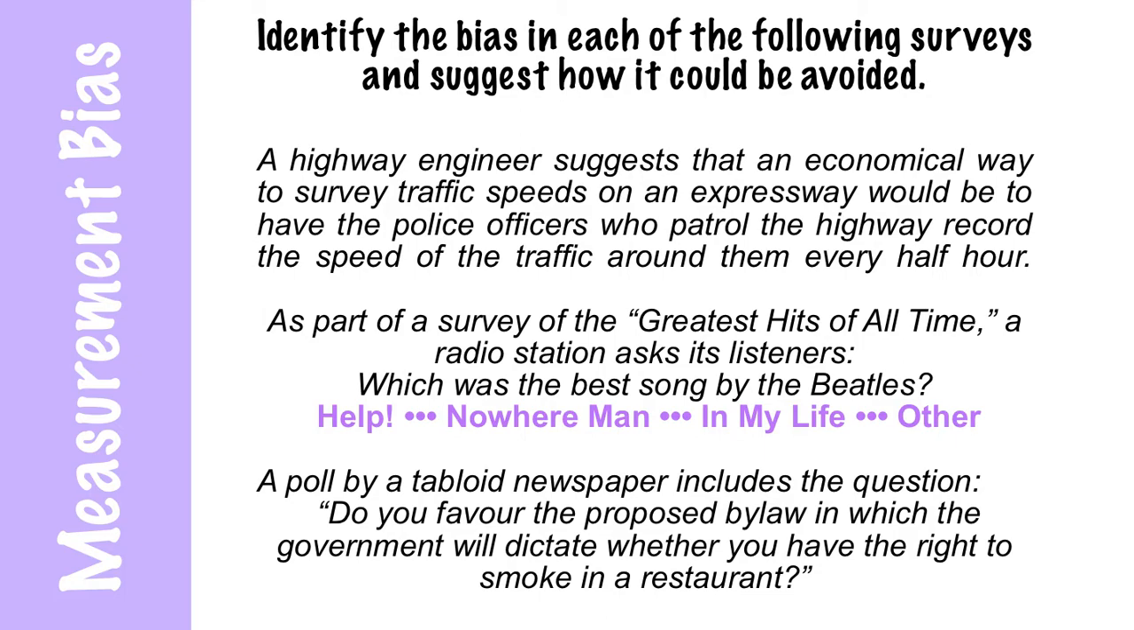A highway engineer suggests that an economical way to survey traffic speeds on an expressway would be to have the police officers who patrol the highway record the speed of the traffic around them every half hour. So the problem here is that people tend to slow down once they see a police car. So a way to fix this perhaps would be to use unmarked cars and maybe some hidden speed sensors, and this would give more accurate results.